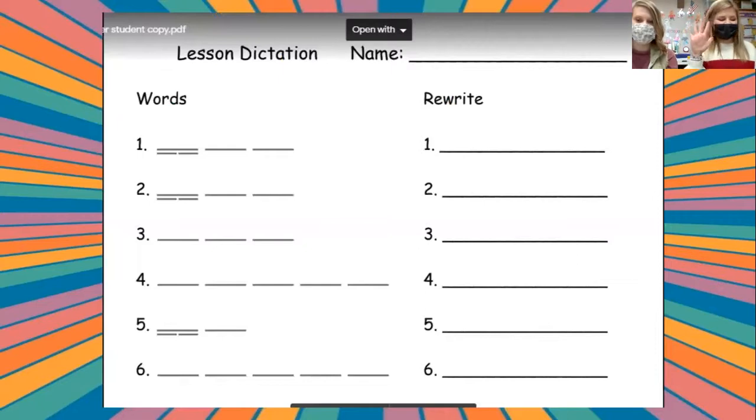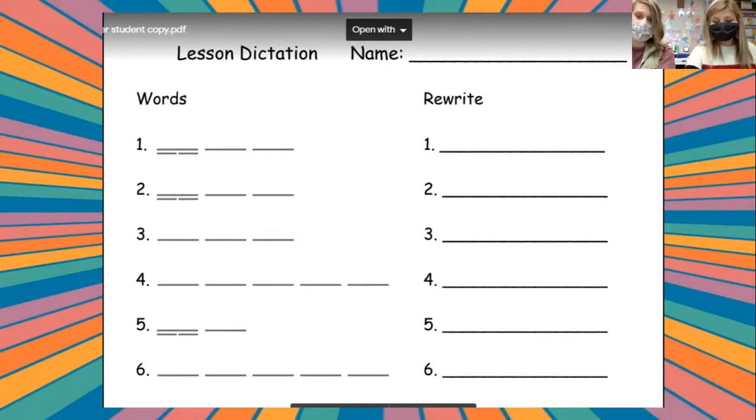Number 5. Number 5 rhymes with Subway, but we changed a lot of the letters to TR at the beginning. It is tray. We carry our food in a tray from lunch. Let's pound, finger, tap, pound, tray. Tray. Tray. Tray. Okay, we only had 2 sounds in that word, Miss Thompson.